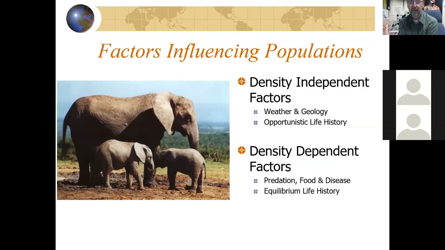Like weather events or things like that. And so they have what's called an opportunistic life history. These are like insects. They're just going to keep reproducing at a really fast rate until the weather gets cold and they all die. Other organisms like elephants have more of an equilibrium life history.